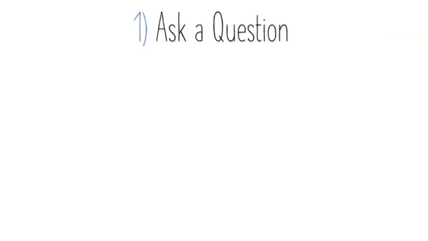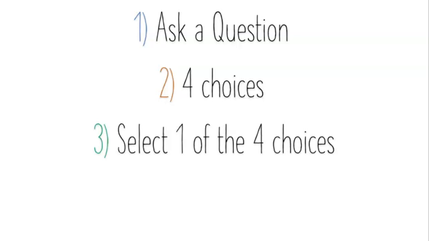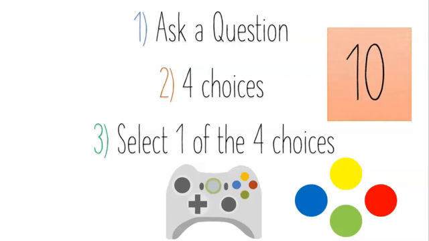Okay, so here is how the game works. First, I will ask you a question. Second, you will be given 4 choices. Third, you will select one of the 4 choices of which you think is the correct answer. I know, you're like, well, how am I going to select the answer? Well, you can't play a game without a controller, right? So here is your virtual controller. All you have to do is click the correct color that is in front of the answer that you select. Oh yes, and by the way, for each question, you'll have 10 seconds to answer the question.